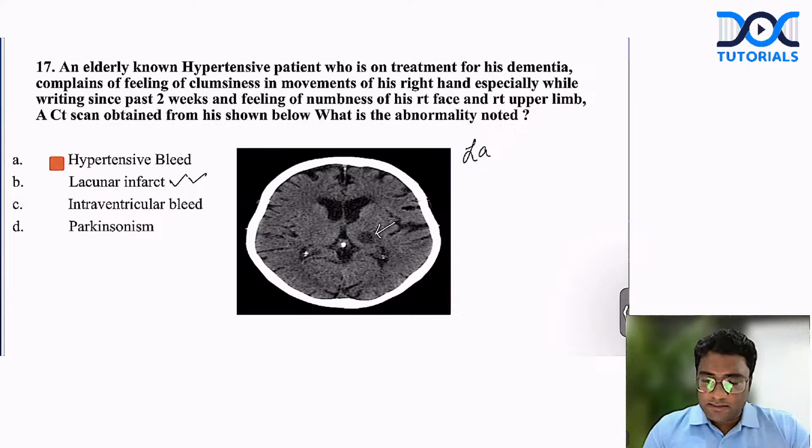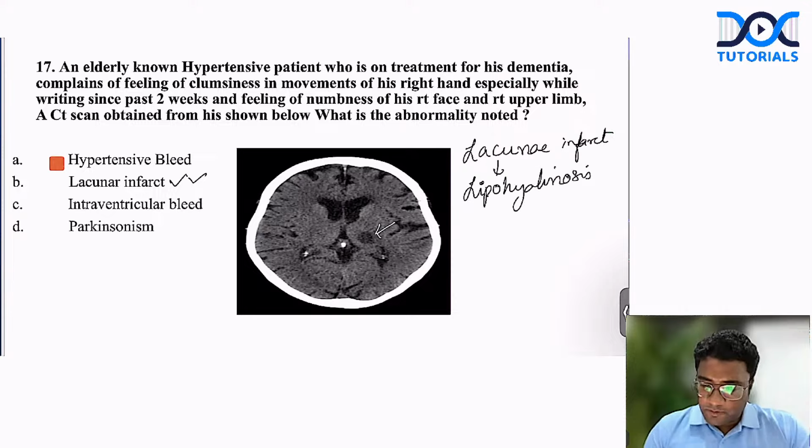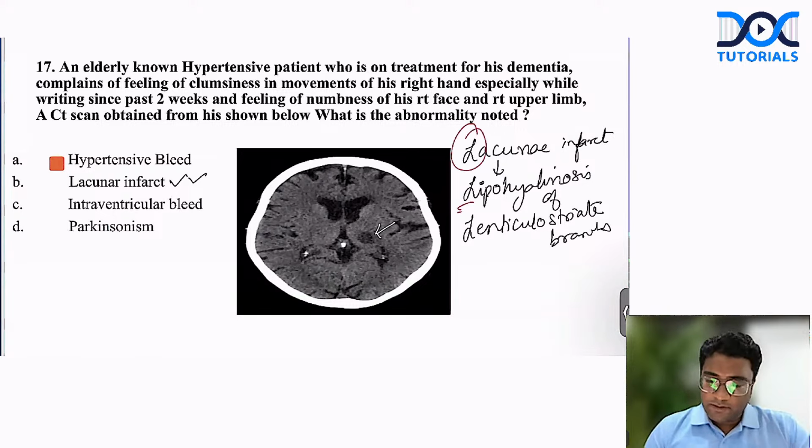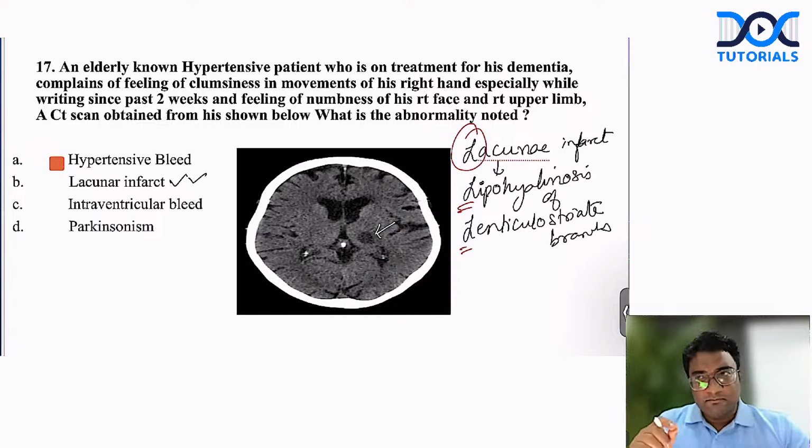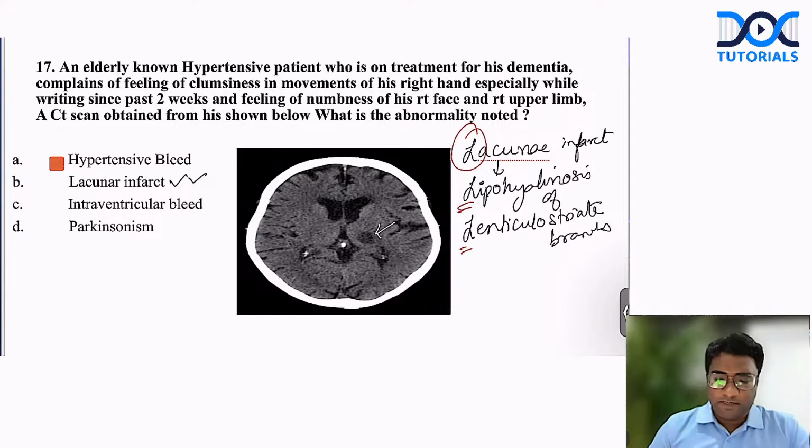Lacunar infarcts usually occur due to lipohyalinosis of lenticulostriate branches. Small hypodense areas will be there. These small infarctions and gliosis can appear dark on CT, dark on T1, but white on T2 weighted imaging, the same as the fluid signal. These are lacunar infarcts.